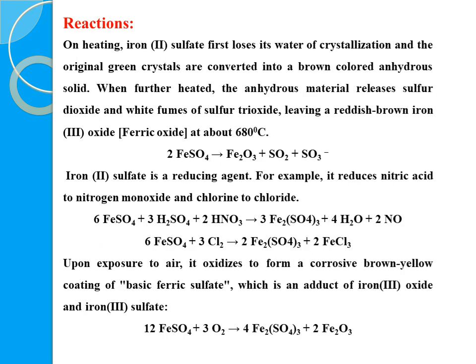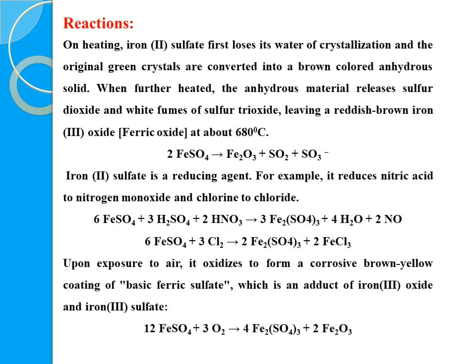Chemical reactions of ferrous sulfate. On heating ferrous sulfate, first it loses its water of crystallization and the original green crystals are converted into brown colored anhydrous solid. When it is further heated, the anhydrous material releases sulfur dioxide and white fumes of sulfur trioxide, leaving behind a reddish brown iron oxide, and this decomposition occurs at 680 degrees Celsius, where iron sulfate loses its identity to form ferric oxide and sulfur dioxide.